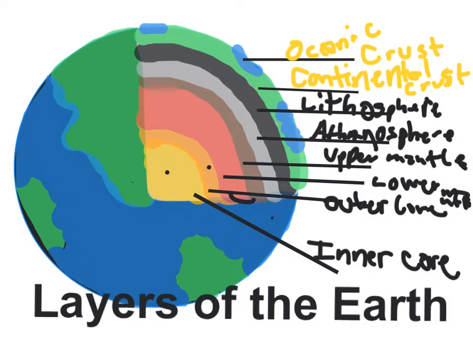The upper and lower mantle are almost the same thing. Now, the asthenosphere. It's basically the top of the upper mantle. It is very smooth and slippery. Add the lithosphere. It's the layer that the plates move on. It's very smooth and slippery as well.